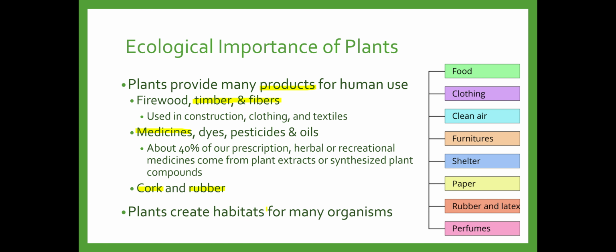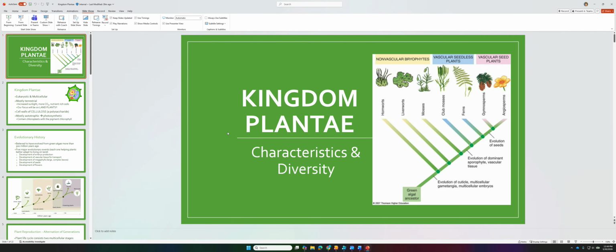And then really something that we're probably already familiar with is plants create habitats for many organisms. So when we're talking about ecology, a lot of organisms live in trees, or they live in the grass, or they live in a bush. They have a lot of relationships with these plant members. And that is going to wrap up our first lesson on Kingdom Plantae. As we move forward, we're going to go into more detail about the structure and transport and reproduction. But for now, that's your general overview.